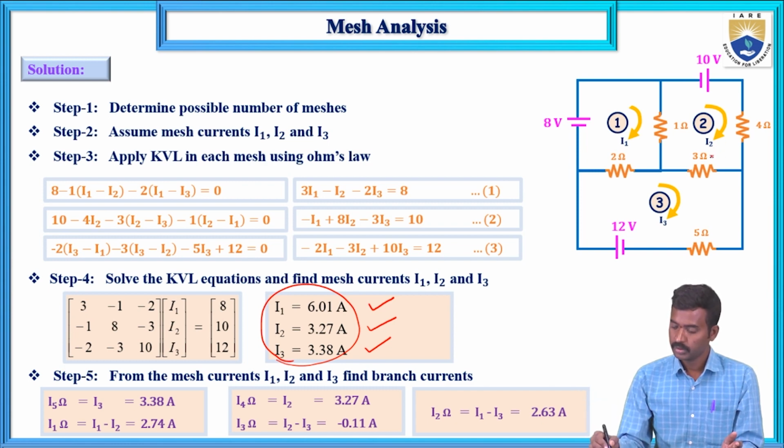This one minus 0.11. So this one, I2 current is I1 minus I3 from right to left, 2.63. Next problem.